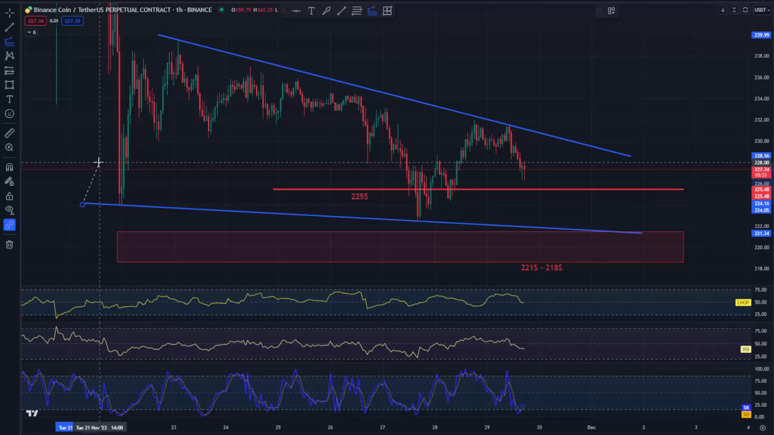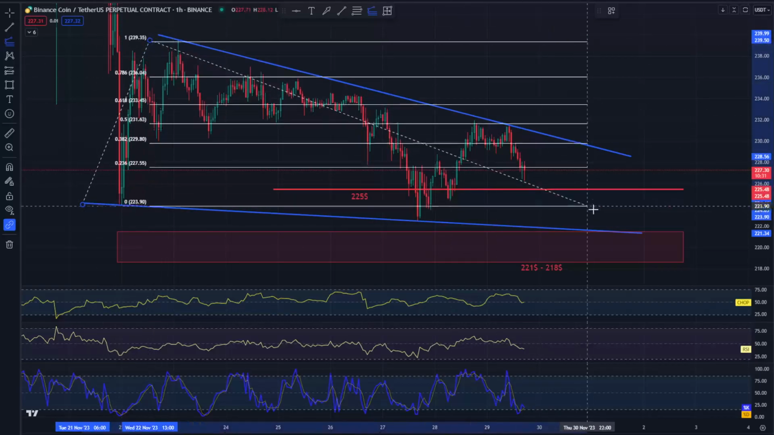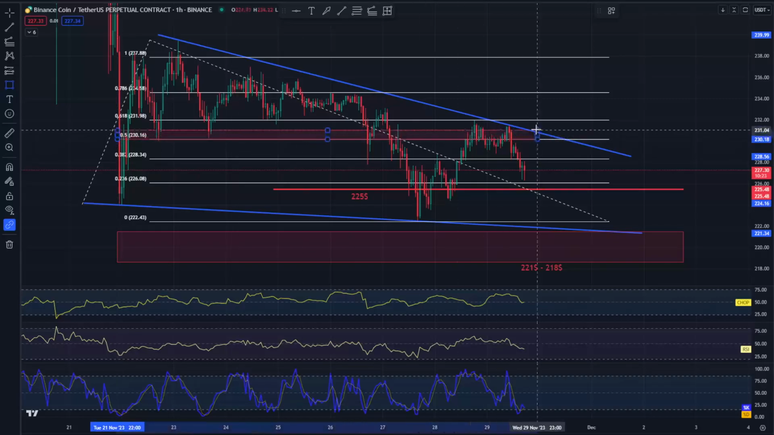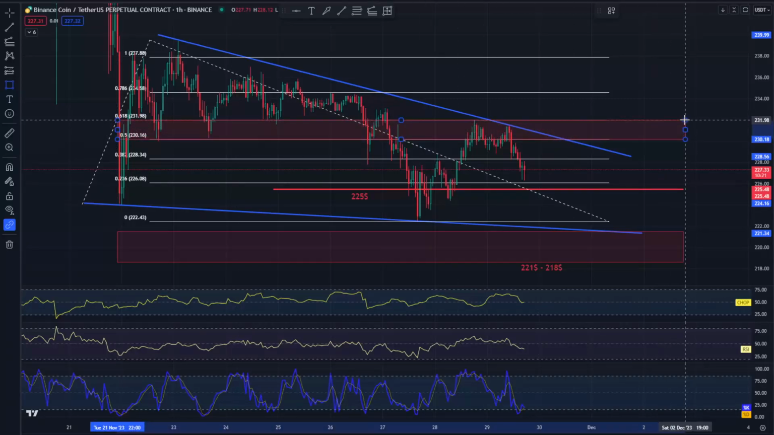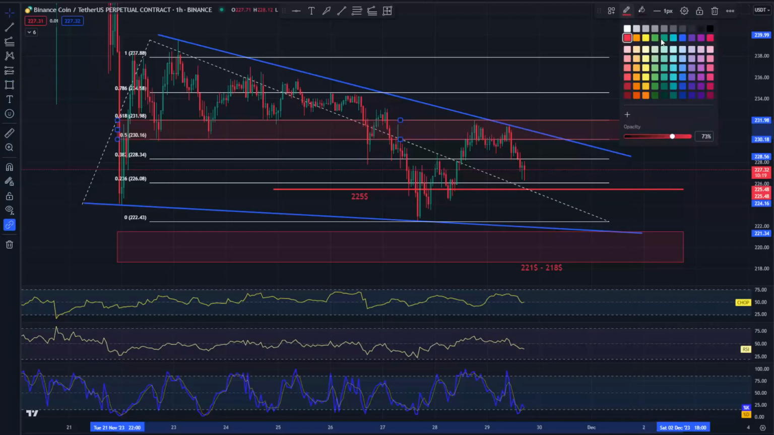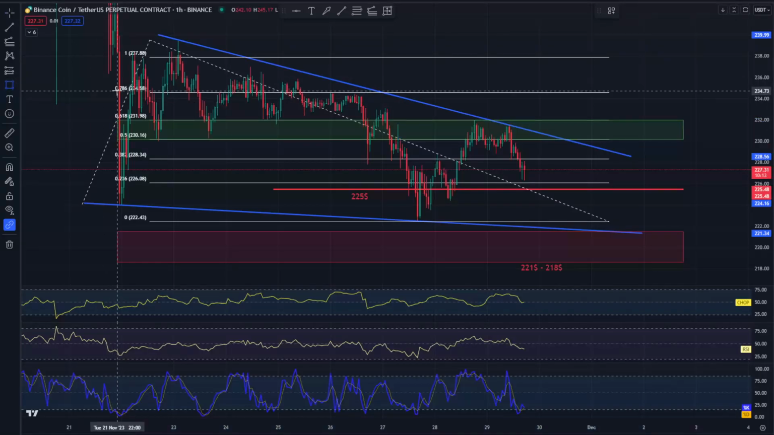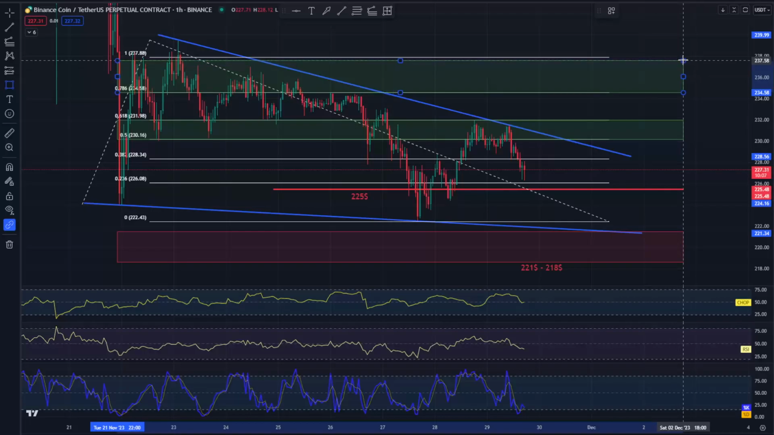Looking the other way, we can similarly mark places where the price should encounter resistance on the way up. And here you can see the resistance zone from $230 to $231, which effectively stopped the price increase. While if we manage to break out of it, we have a second zone from $234 to $237.